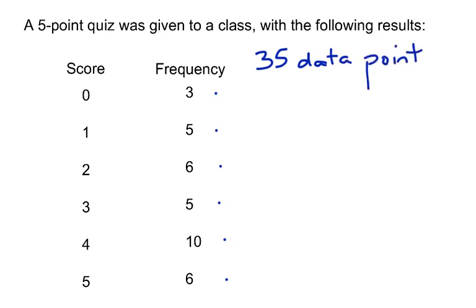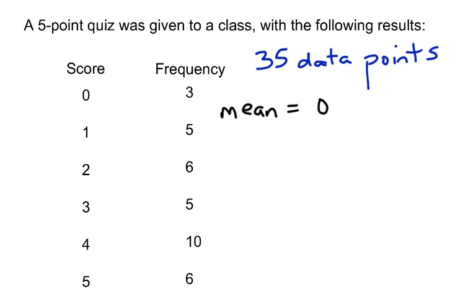So when we go to find the mean and the median and even the mode, we need to keep in mind that there are 35 data points, not 6. To begin with, let's go ahead and find the mean. Now remember, the mean is what we get if we add up all the data points and divide by the number of data points. So when looking for the mean, we're going to need the sum of all the data points and then to divide that by 35.